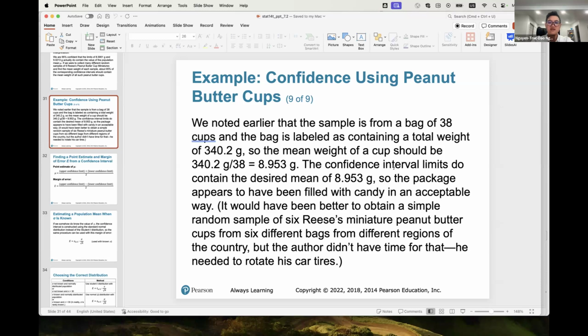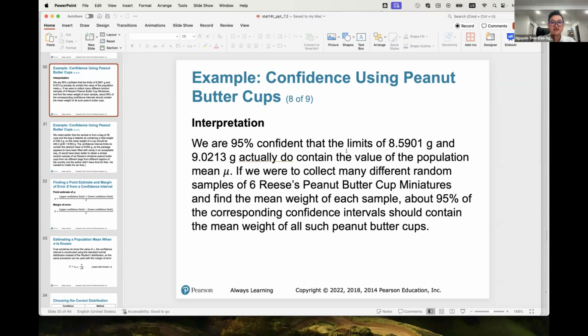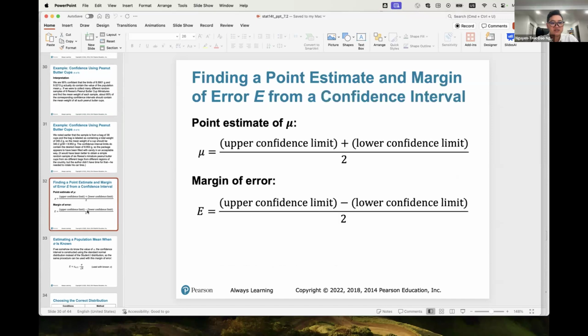But the confidence interval limits do contain the desired mean of 8.9, correct? So the package appeared to have been filled with candy in an acceptable way. It should have been better to obtain a simple random sample. Okay, yeah, it makes sense, right? Because this level of confidence here contains the 8.9, 8.9 between these two numbers.